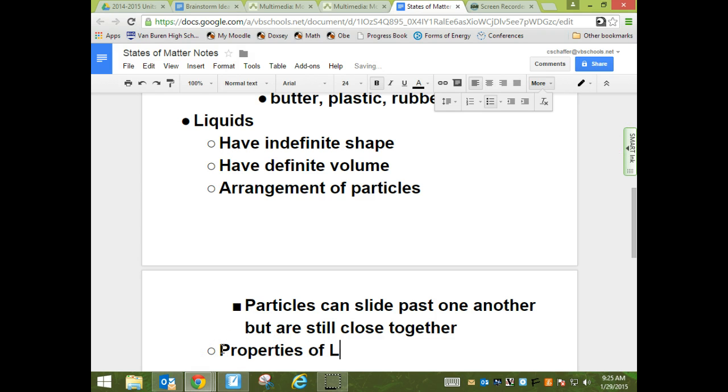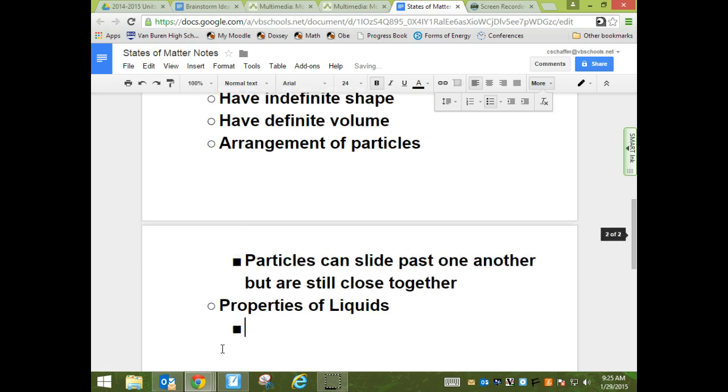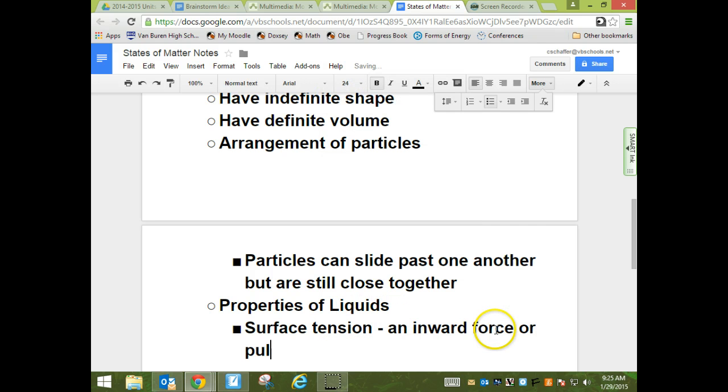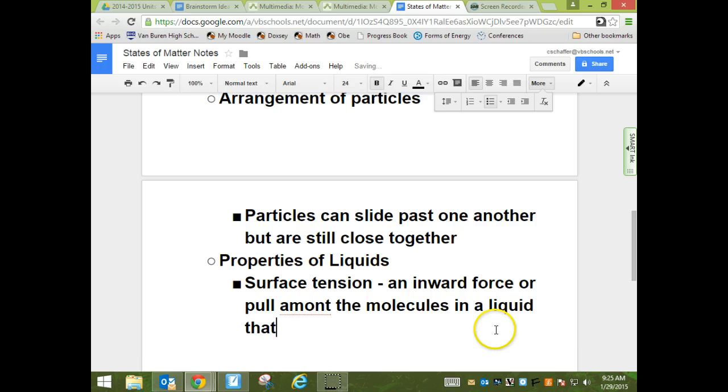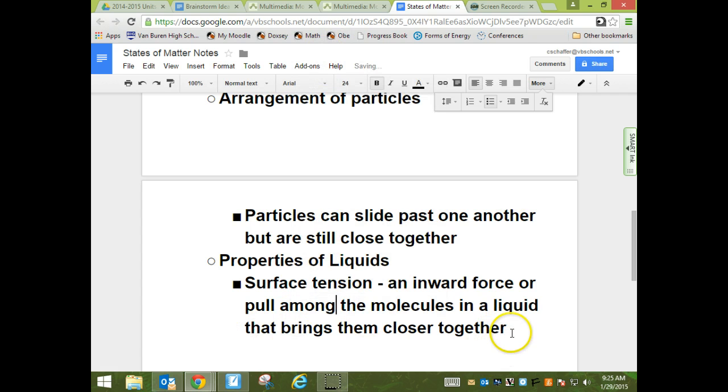Properties of liquids. Surface tension. An inward force or pull among the molecules in a liquid that brings them closer together. I cannot type today. There we go.